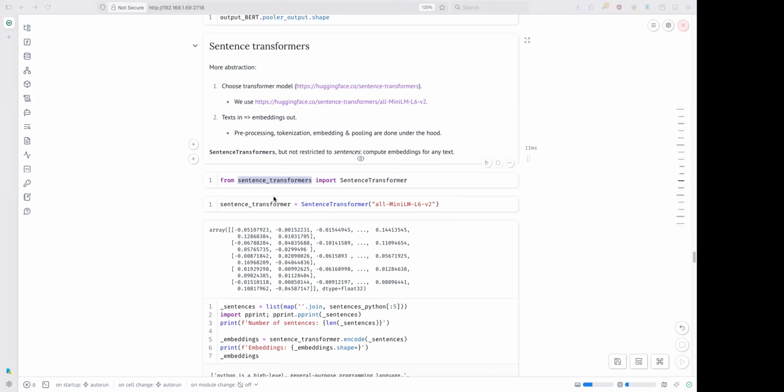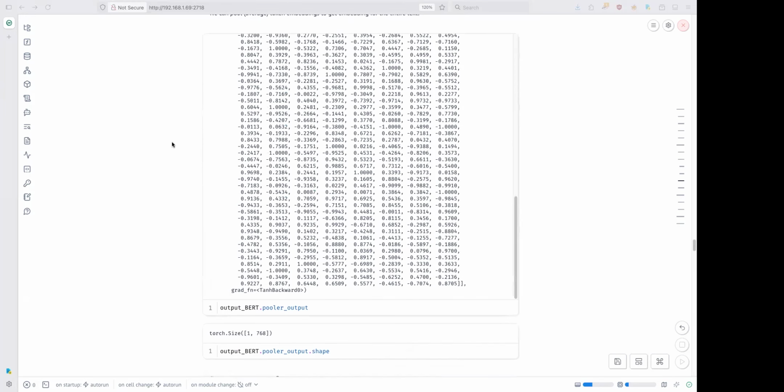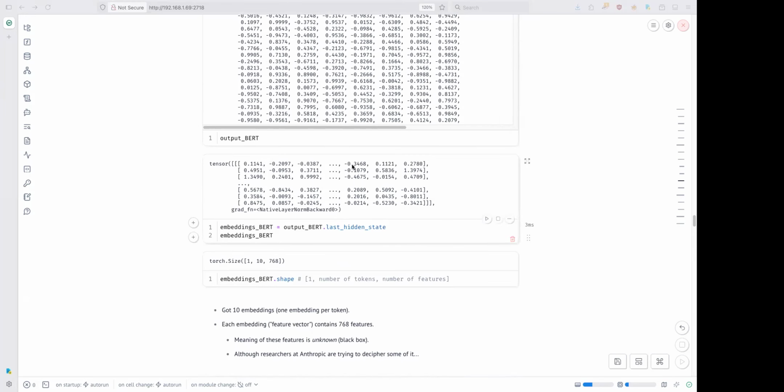We have a question in the chat. What's the purpose of averaging embeddings? The purpose of averaging embeddings is to get one embedding per text. Again, up above here, we have one embedding per token. You tokenize the text into 10 tokens, and each token has a corresponding embedding. So your text, so long and thanks for all the fish, is represented by this massive matrix.